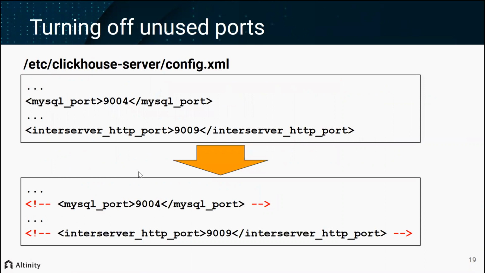So the first thing is turning off unused ports. For example, if you're on a local server, there's no particular reason to have the inter-server HTTP port open, and certainly no reason to have the MySQL port unless you're using it. So we go ahead and just turn those off. And all you have to do is comment these out. In fact, the MySQL port should be commented out by default, and then you'll just restart the server. ClickHouse does not pick up network changes automatically, so you're always going to need a server restart to do this.